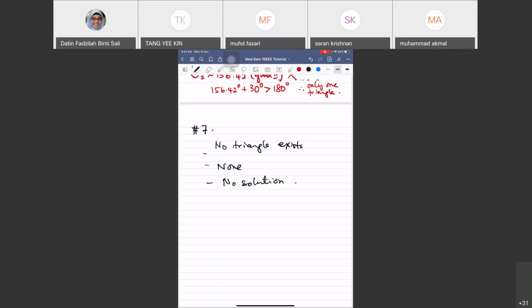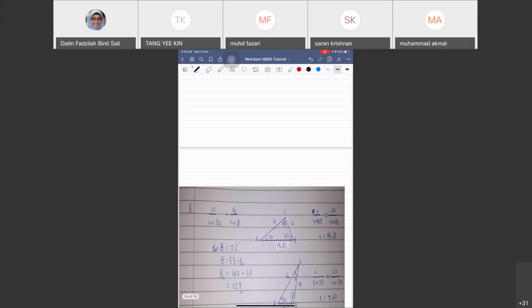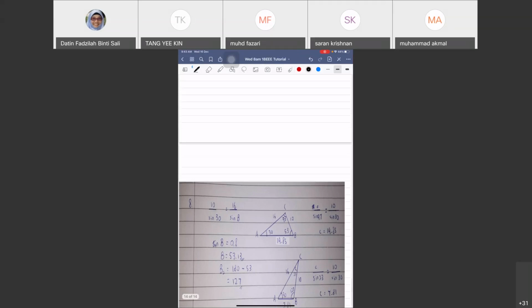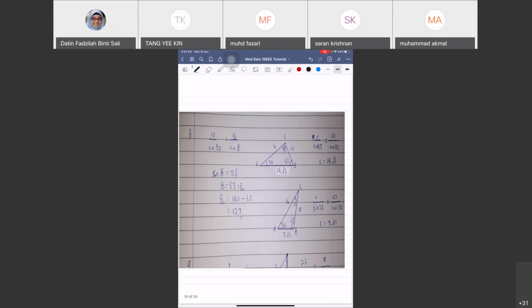I hope so far so good. Then we move on to the last one for today, which is question 8. This is from Fazari. Let us see this question.